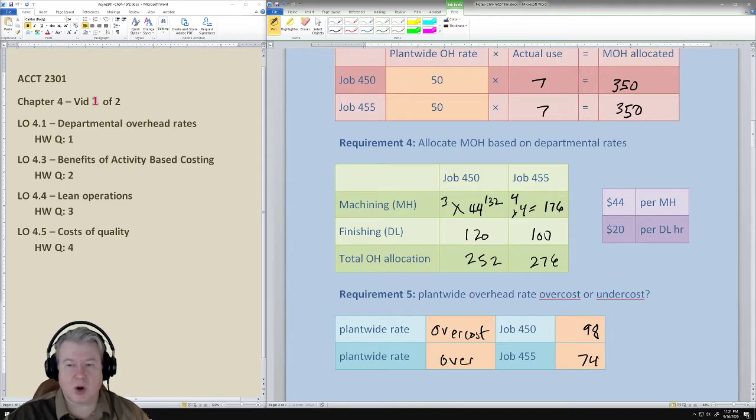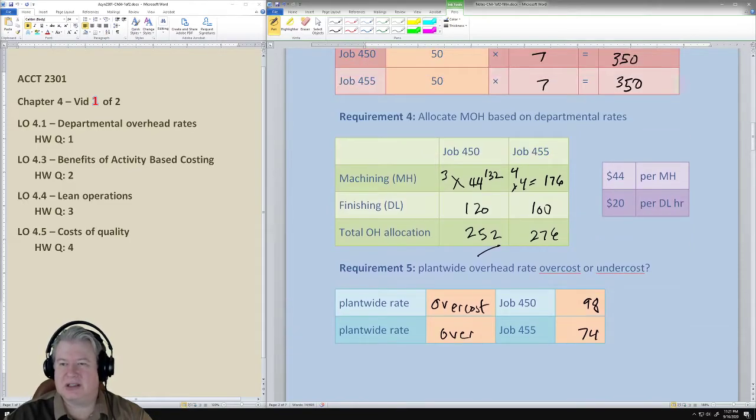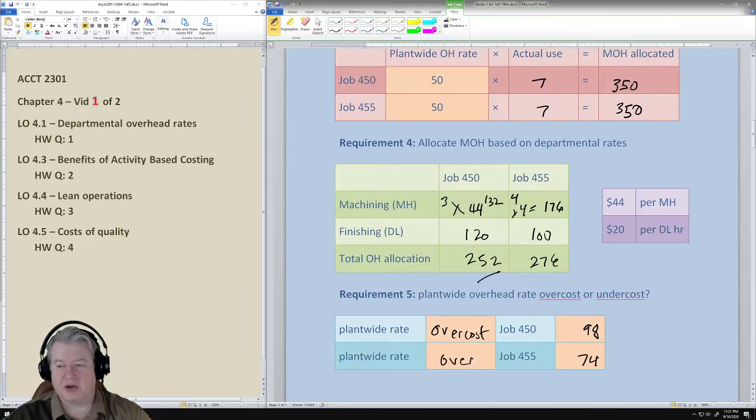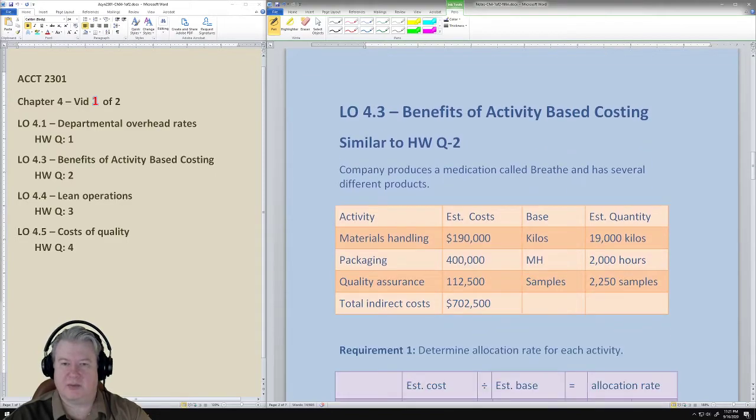Now, in your own problem, it may be under. In other words, if this number is higher than what the single allocation rate is, you would say it was undercosted. So this is going to be sort of the plan of attack. We're going to look at things under the single rate, and then we're going to look at things under the multiple department rate and do a compare and contrast. That's going to be a lot of what we do.